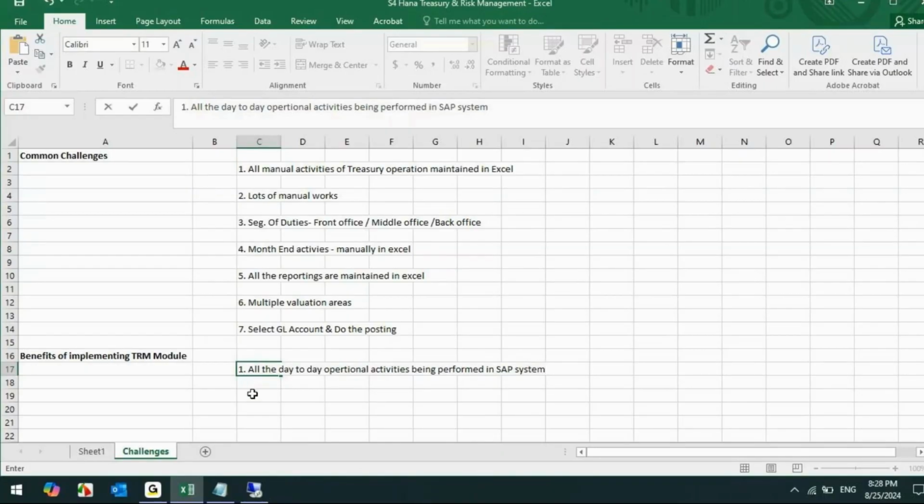Okay, this is the first activity. The second activity would be the segregation of duties. You can properly assign the roles, like what has to be done, what can be done by the front office team, what can be done by the middle office team, and what activities are to be performed by the back office team.